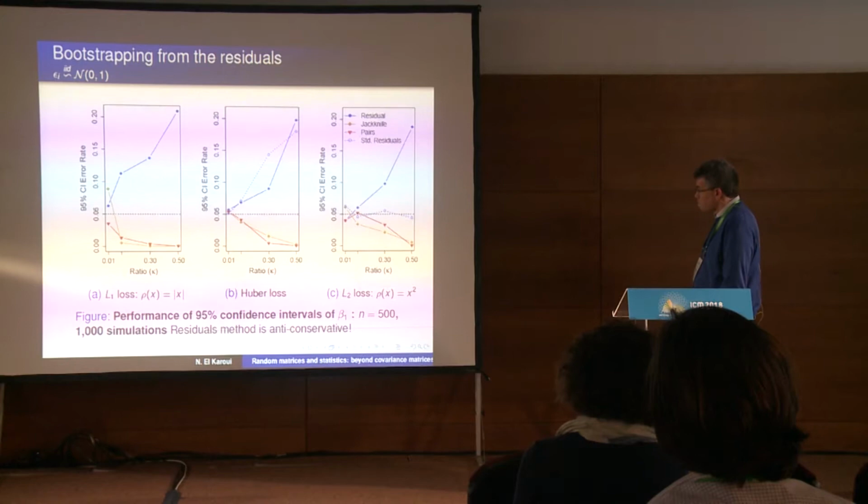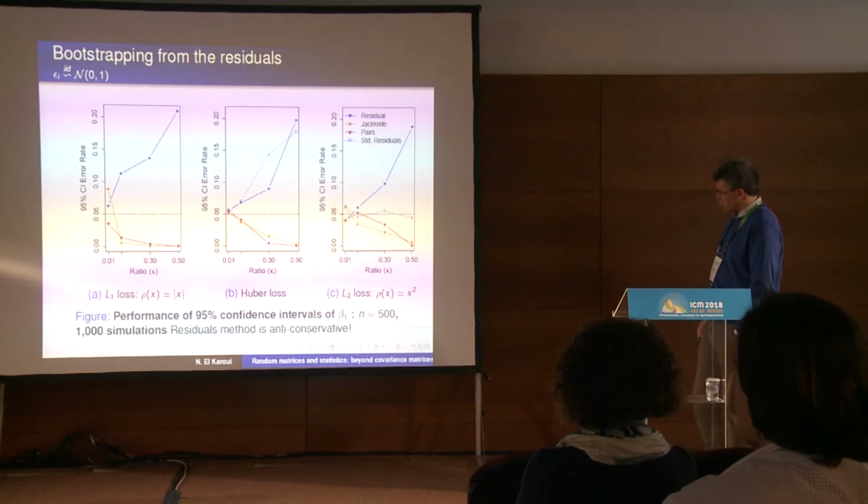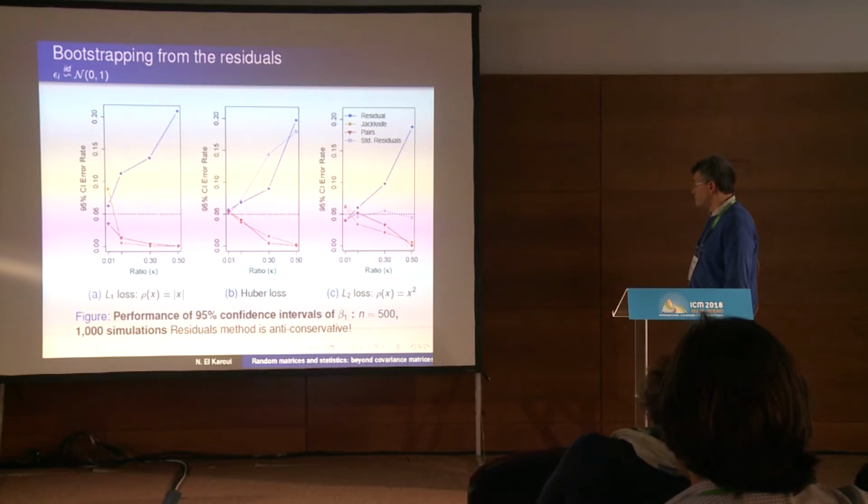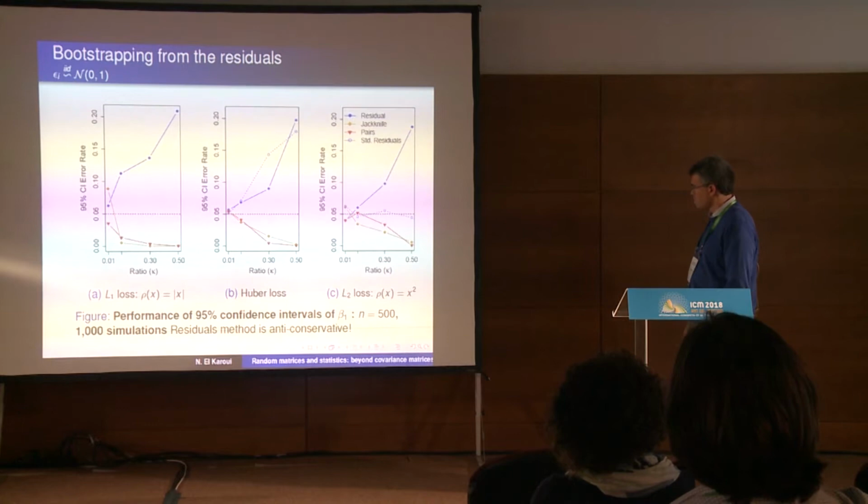Okay, so this residual bootstrap method makes too many errors, basically. It doesn't cover the truth enough of the time, and therefore it's anti-conservative. Here, N is 500, and P varies between 5 and 100, 250. So this told us that there was maybe something to do.